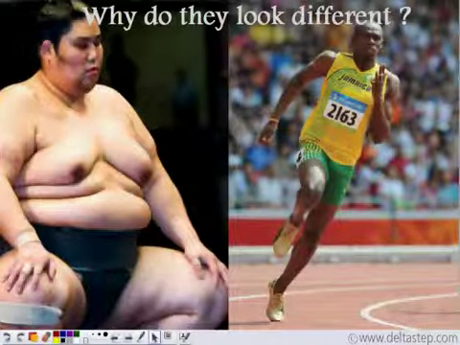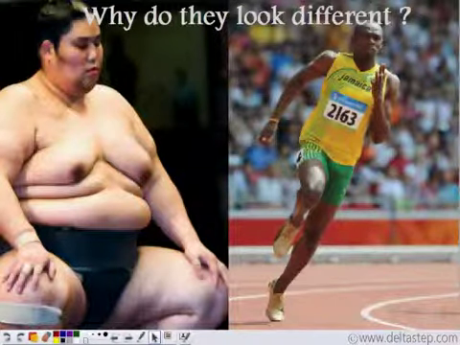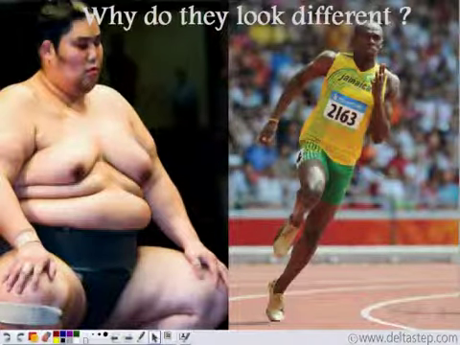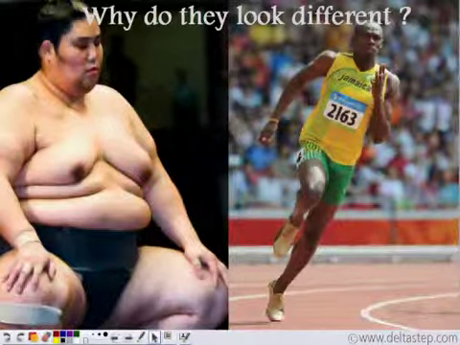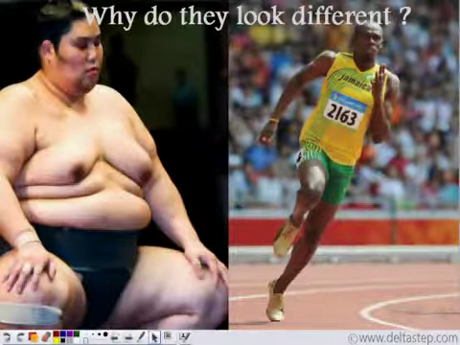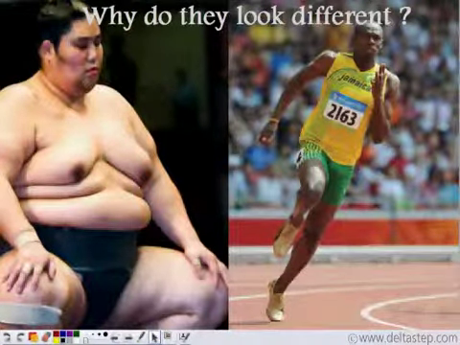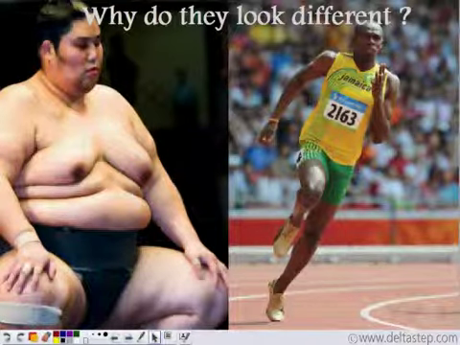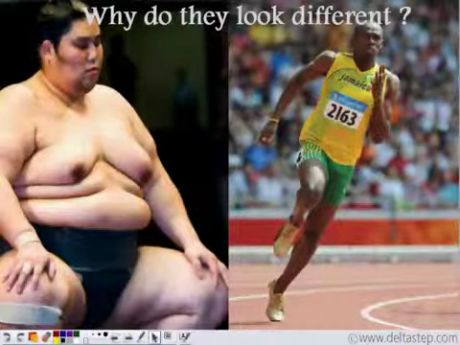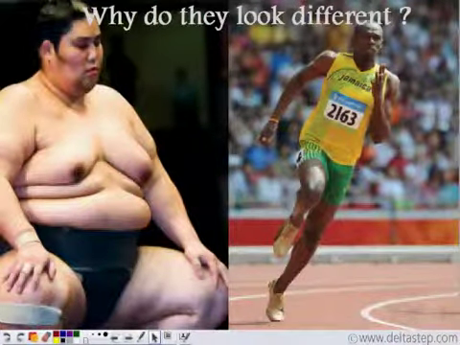This is a sumo wrestler. This is an athlete. Now, why do they look different? That is because their occupation demands a different body structure. A wrestler is supposed to wrestle and overpower his opponent. For that, he requires a lot of power and a lot of body mass. But the athlete needs to be fit and very agile. So that is why he has a lean and a muscular body.